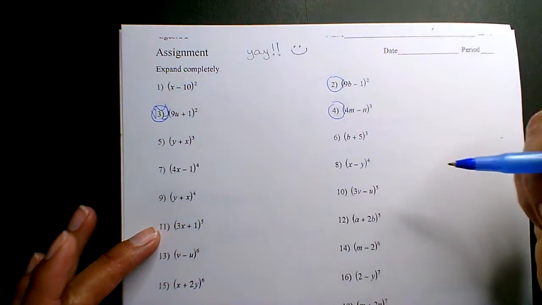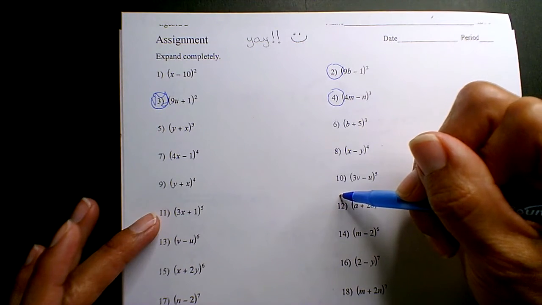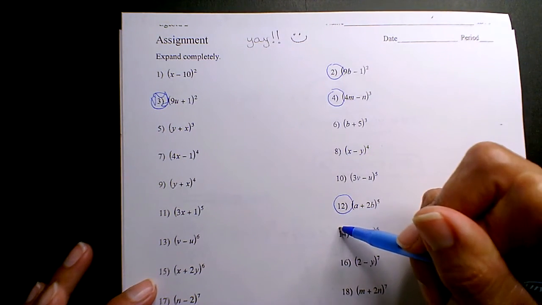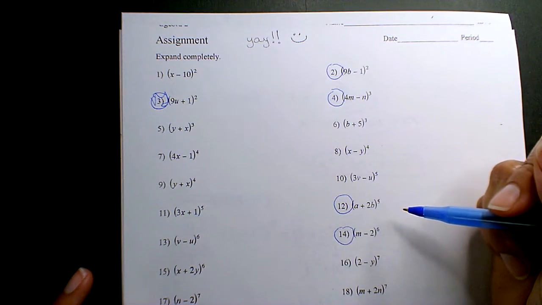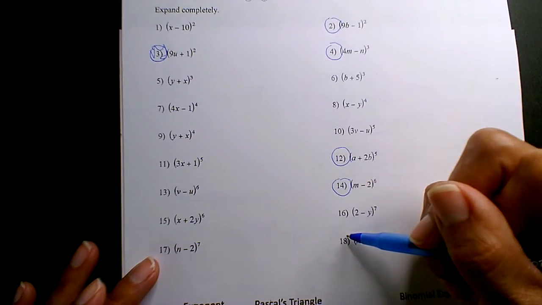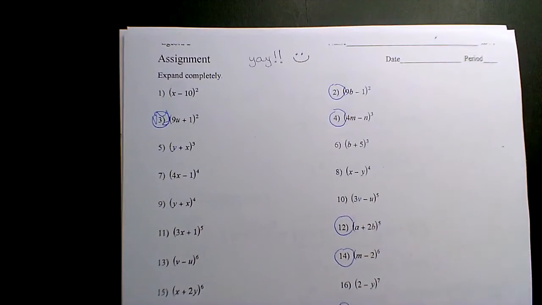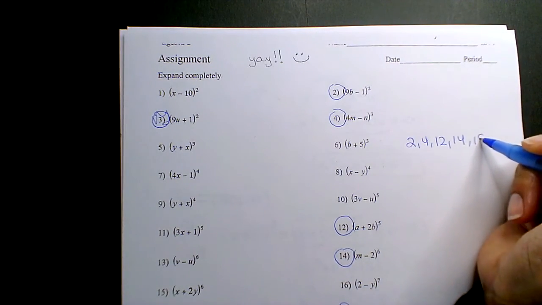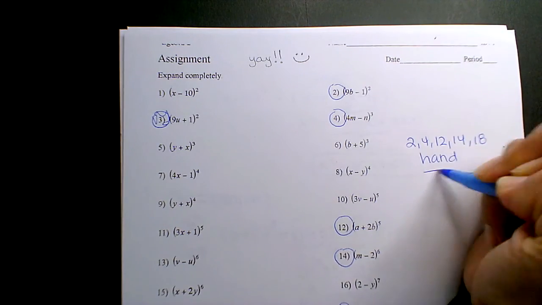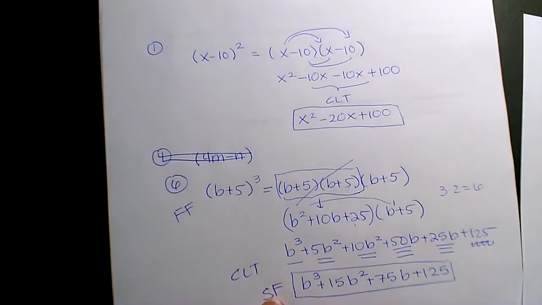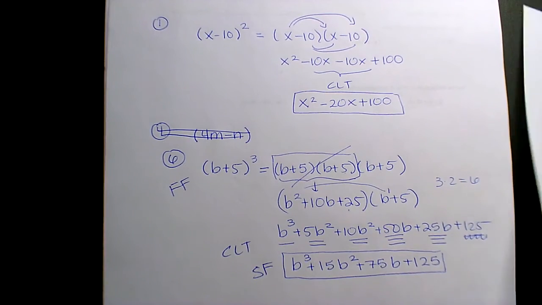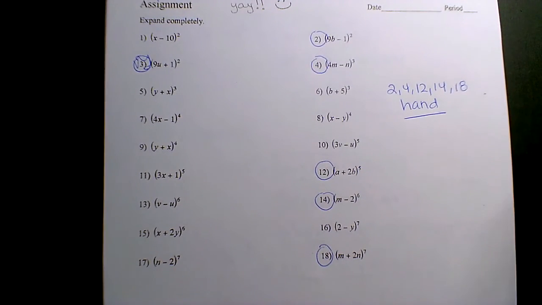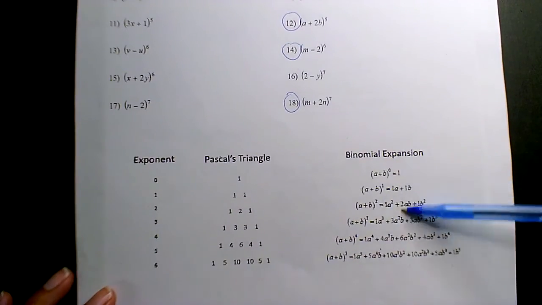Those have negatives, so let's do 12 and 14, and let's do a 7. We'll do 18. Okay, so 2, 4, 12, 14, and 18, do those by hand, like this. Foil them out step by step, okay? Just do those by hand, because the rest of them, we're going to practice this.